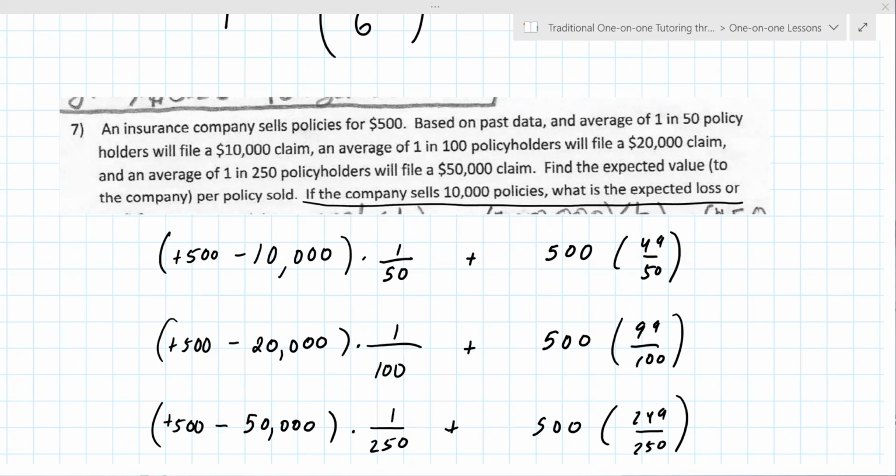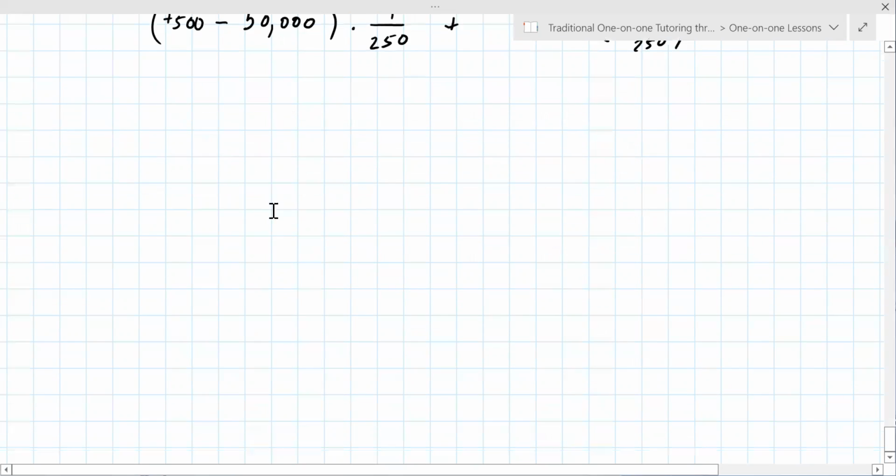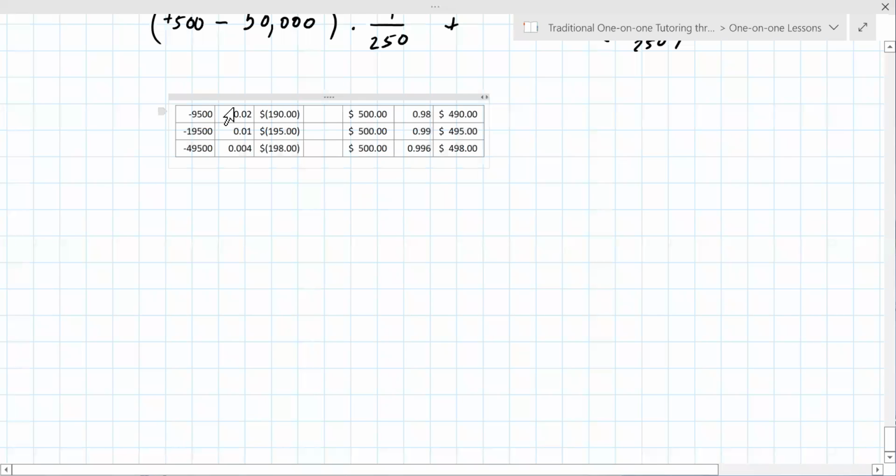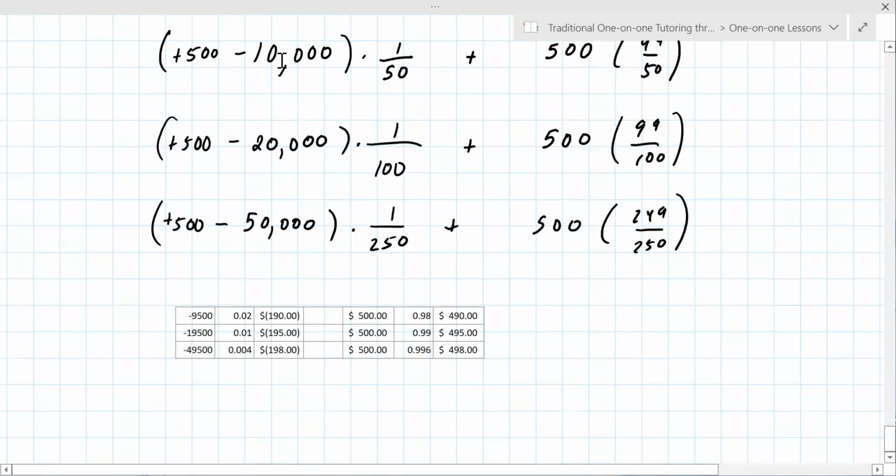All right, I've got this almost done here. Okay, so let me see if I can just snip this in. These are the 6 cases that we just mentioned. So the first case is 500 minus 10,000. The insurance company ends up paying out 9,500 2% of the time. So that's 190 on average, because that's the product of these two numbers.